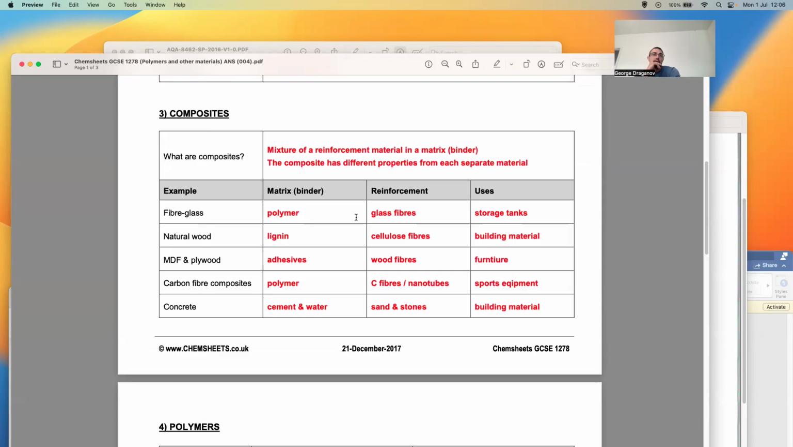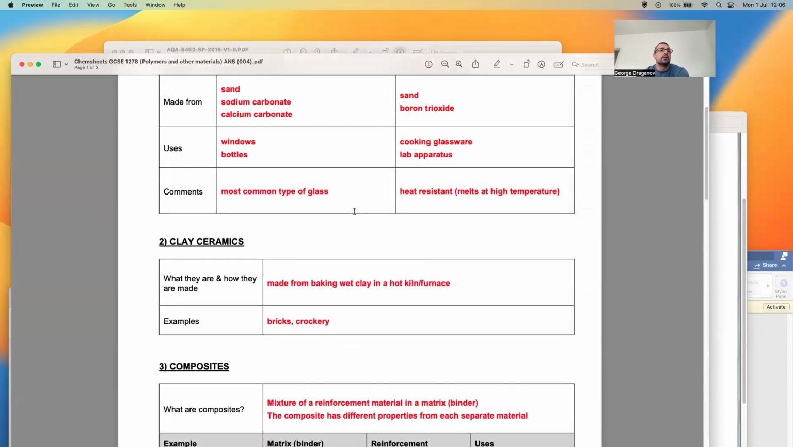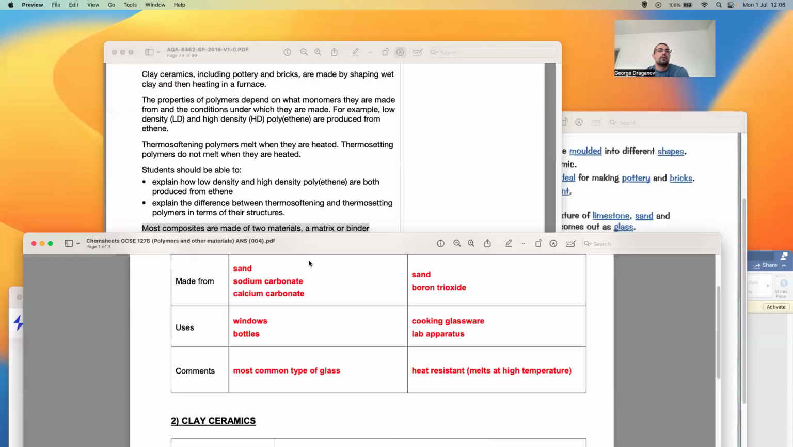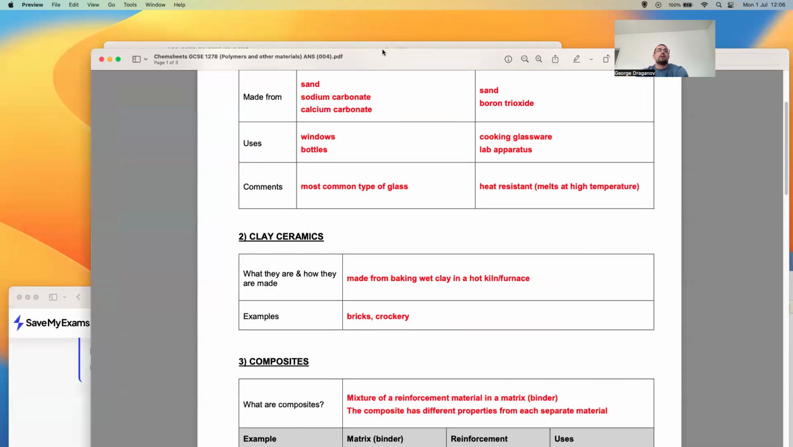And that's it. As I said, polymers was done in a separate section. And this completes the glass, the clay, ceramics, and the composite section. Okay, so good luck, learn through it, and see you next time.